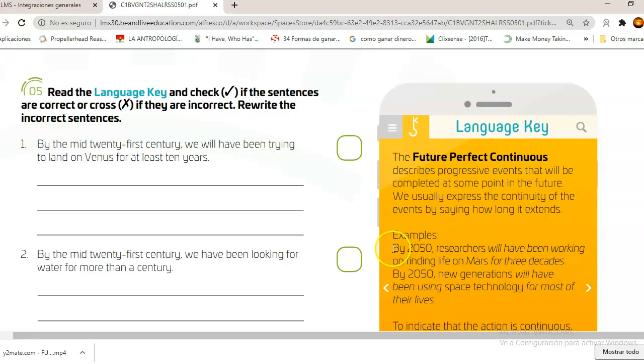For example, by 2050, researchers will have been working on finding life on Mars for 3 decades. By 2050, new generations will have been using space technology for most of their lives.